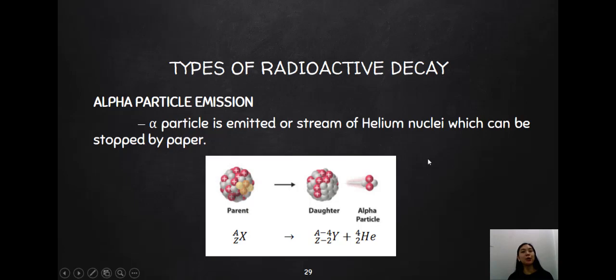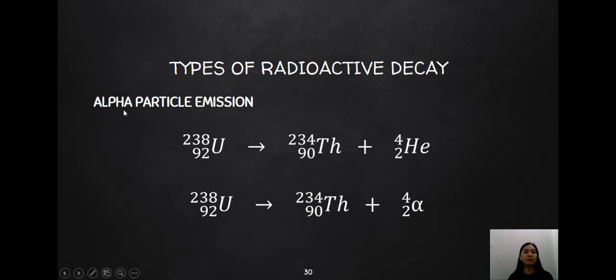So, let's take a look at an example of an alpha particle emission. For example, you have uranium having an atomic number of 92 and a mass number of 238. Gusto niyang ma-reach yung stability niya, undergoing alpha decay or alpha particle emission. So, pag uranium-238 nag-undergo ng alpha particle emission, of course, mag-emit siya ng helium atom or alpha particle. Sometimes in nuclear reactions, you will see helium or you will see alpha. Nevertheless, they are the same.